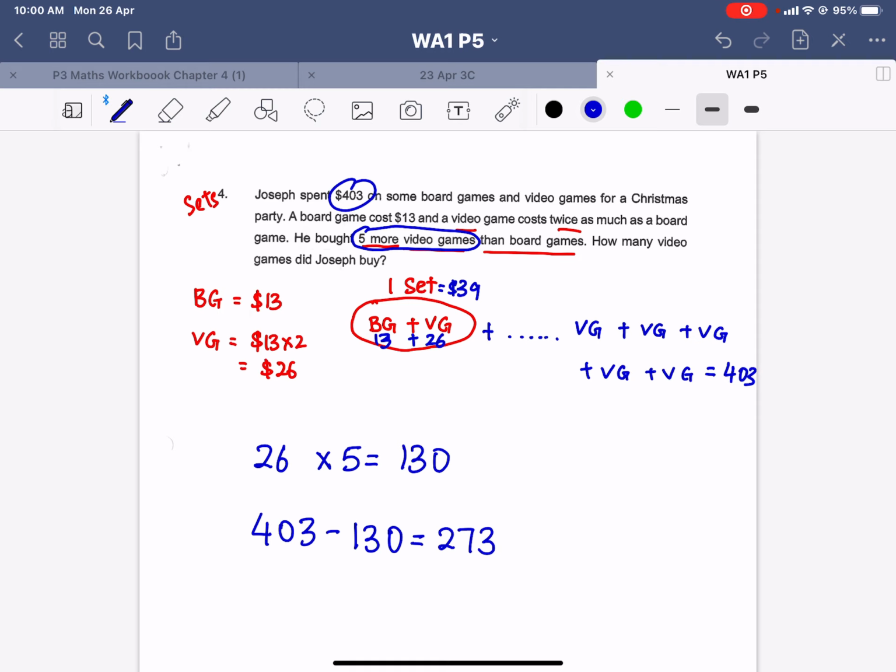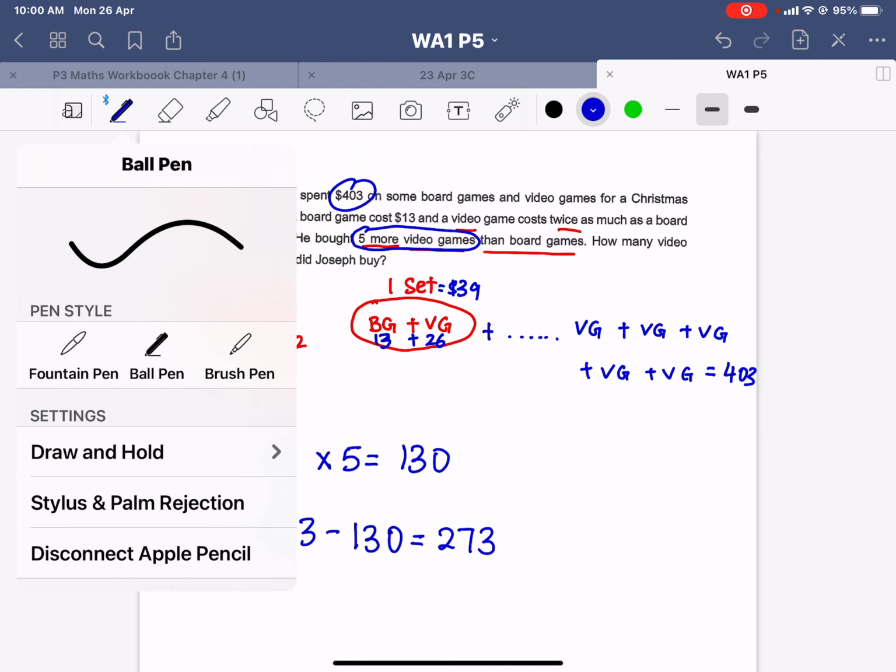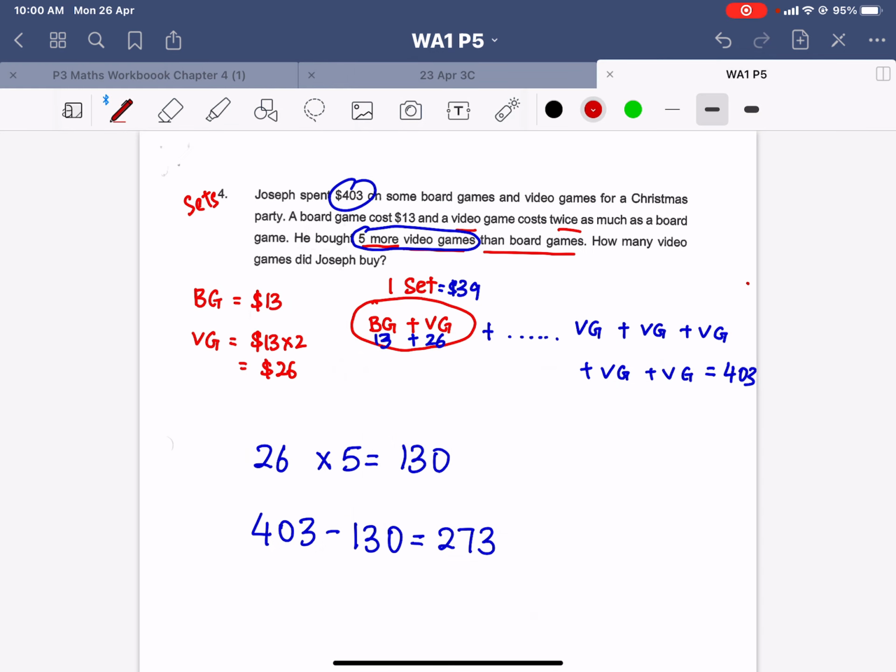So what it means is this. What I've done is I have tried to remove this, remove 5 times of it. Now the total is 273. Okay, so now I will need to know exactly how many sets I can buy with $273. So $273 is the total amount now.